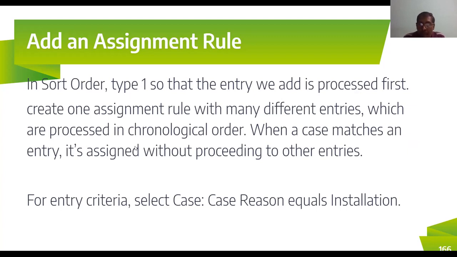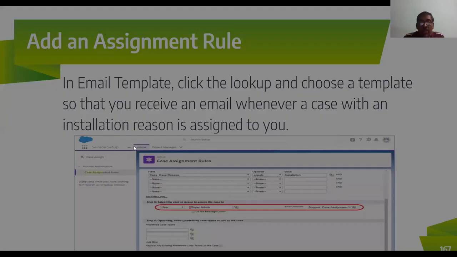So if the first case is matching, it will be automatically routed to the particular service engineer. The remaining will not be. If it is not matched, it will be left, right? So when a case matches an entry, it assigns without proceeding to other entries, so the case will be routed, right? For each entry criteria, select case reason equal to installation, right?